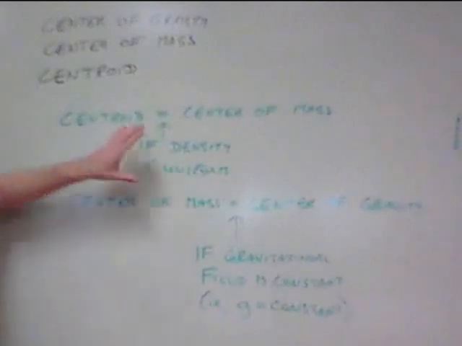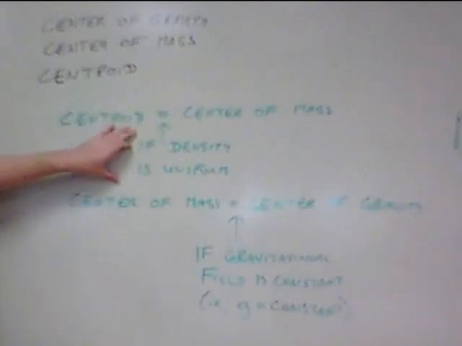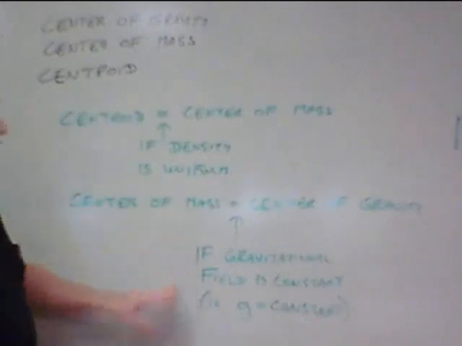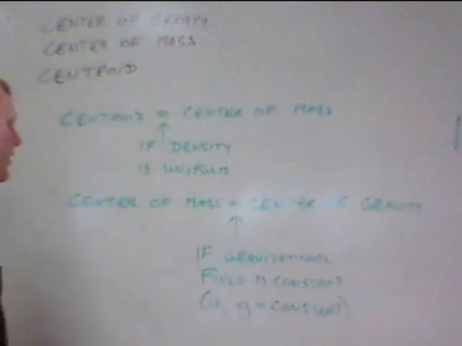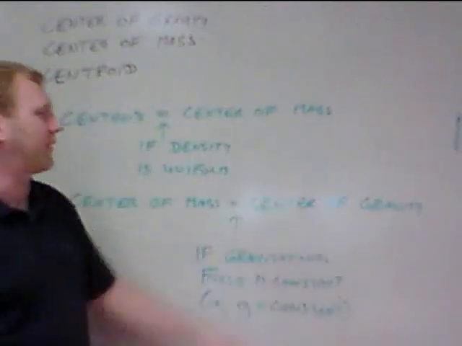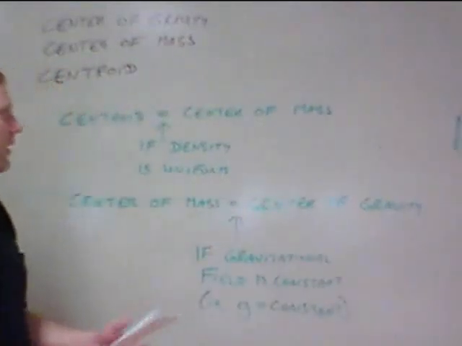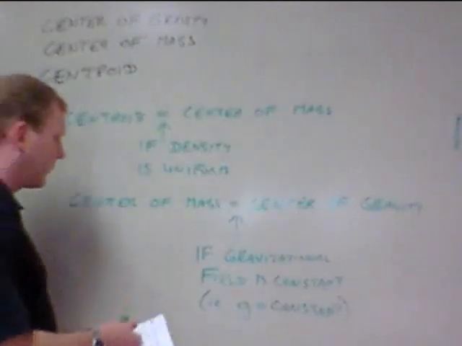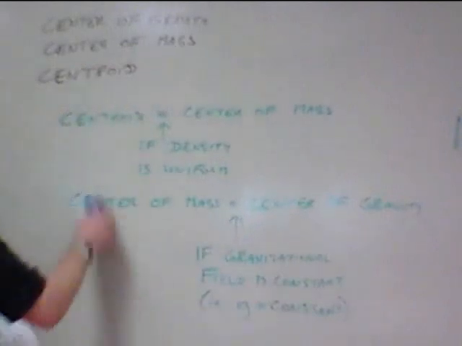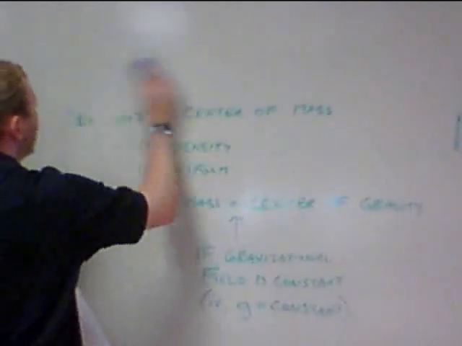Later on in the program, you may get to the point where you deal with non-uniform densities. When you start dealing with non-uniform gravitational fields, that gets a little further along. Those are pretty specialized applications, when you're talking about things happening in orbit and whatnot. So that's kind of what these are. The next question is, how do we calculate where they are for these objects?